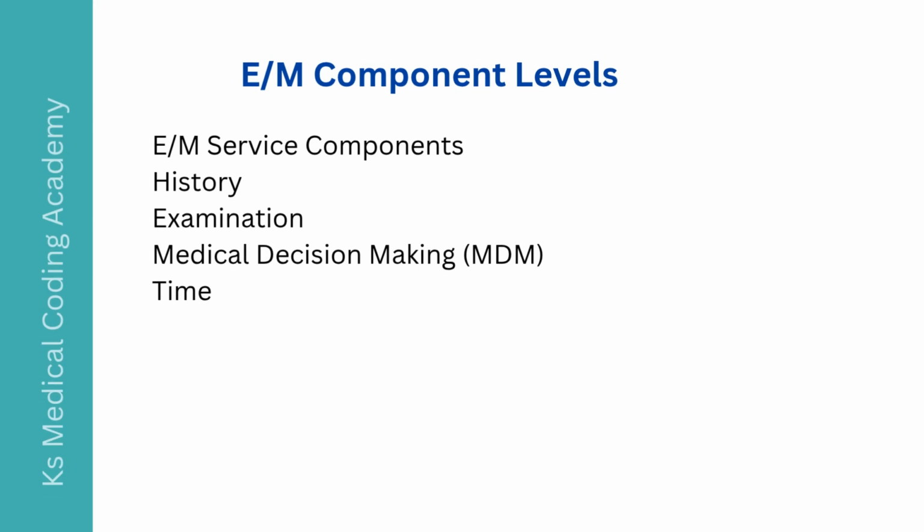Every evaluation and management service is built around 4 major components. These include history, physical examination, medical decision-making, and total time. Under the 2021 and later CPT EM guidelines, history and examination are still documented but only to the extent that they are medically appropriate. They are no longer used to determine the office visit level. Instead, the level of service is primarily selected using either medical decision-making or total time. Understanding these 4 components helps coders assign the correct EM code accurately.